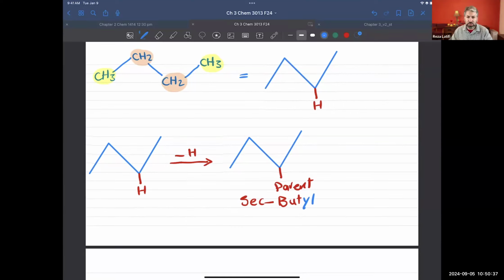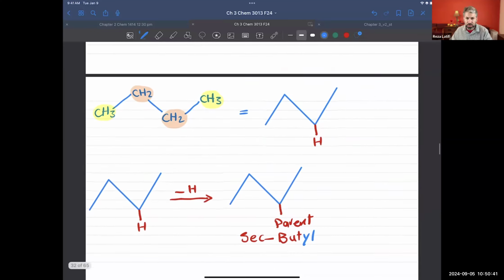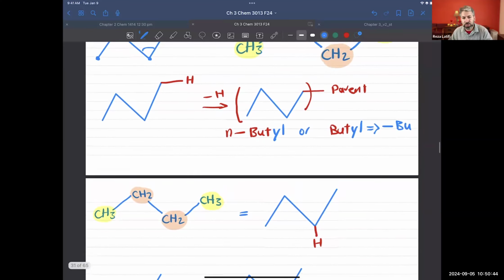There are some ways to name them, like the IUPAC way, and I want to present those names. With the IUPAC name, you start from the carbon that is attached to the parent and label them 1, 2, 3, 4. We have 4 carbons attached to the parent, so this is going to be simply butyl. That's the IUPAC name for it, and the butyl is attached to the parent.